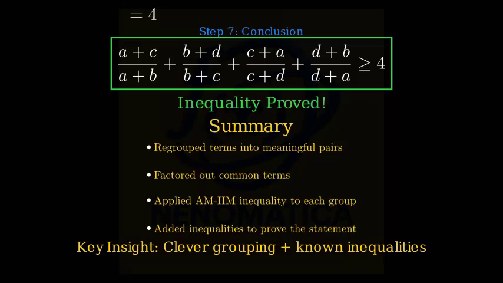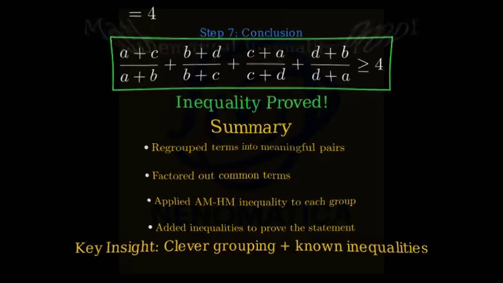Let's summarize what we've learned. First, we regrouped the terms to form 2 meaningful groups. Next, we factored out common terms from each group. Then, we applied the AM-HM inequality to each group separately. Finally, we added the inequalities to prove our original statement. This approach demonstrates how powerful algebraic manipulation and known inequality rules can be.